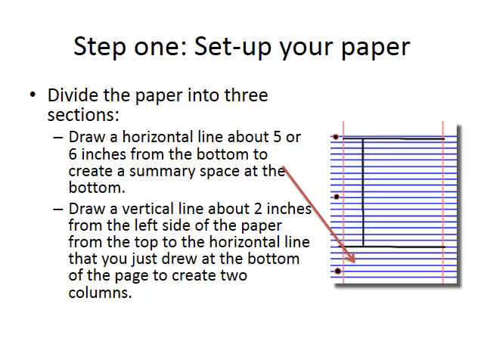The first step is to set up your paper. Take a piece of loose-leaf notebook paper and divide the paper into 3 sections. Draw a horizontal line about 5 or 6 inches from the bottom to create a summary space at the bottom of the page. Next, you will draw a vertical line about 2 inches from the left side of the paper, from the top to the bottom of the page. The right-hand column will be much larger than the left-hand column, just as demonstrated in this diagram.